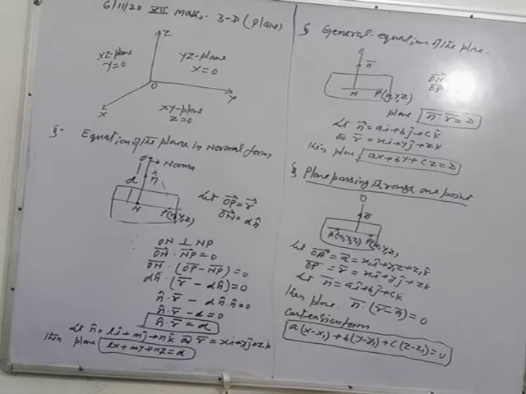Between OY and OZ axis, simply YZ plane whose equation is x is equal to 0. Between OX and OZ, that is XZ plane whose equation is y is equal to 0. So normal of xy plane is z axis, normal of yz plane is x axis, and normal of xz plane is y axis. Now in first article you have to find the equation of the plane in normal form.